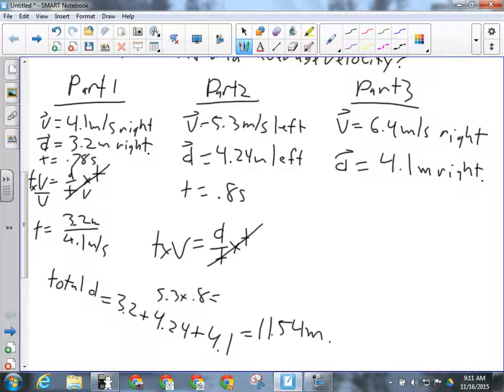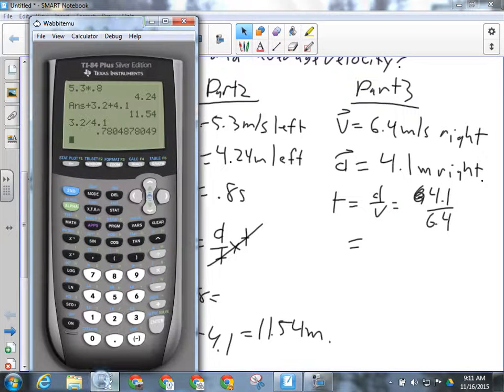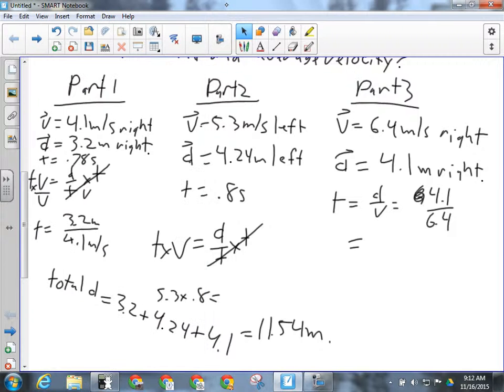All right, got to do the same thing over here in part 3. t equals d over v. 4.1 divided by 6.4. Okay, which is probably why this rally ended. It'd be pretty hard to have a reaction time and affect the movement required to hit the ball in 0.64 seconds. Okay, I've got d and t now for all 3 parts.